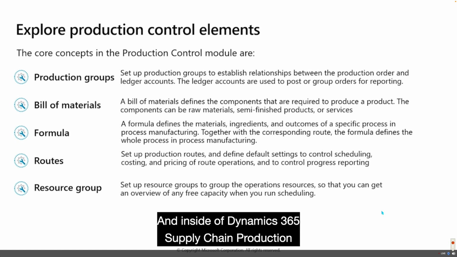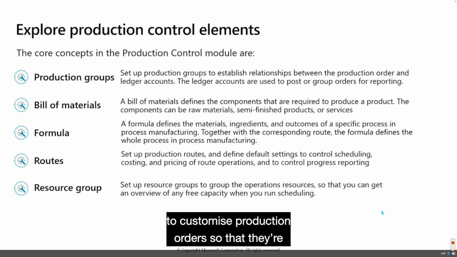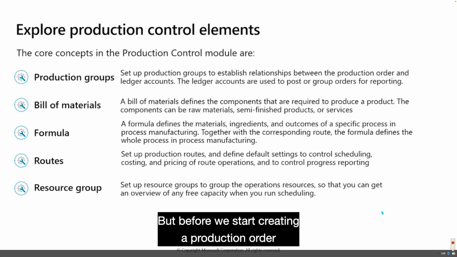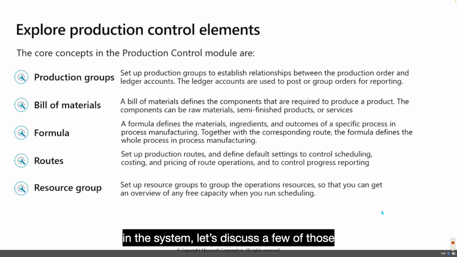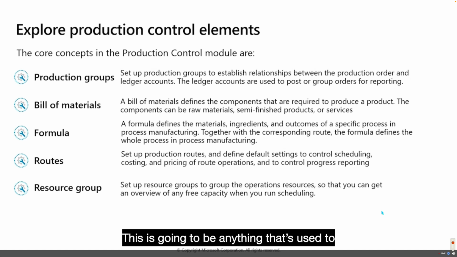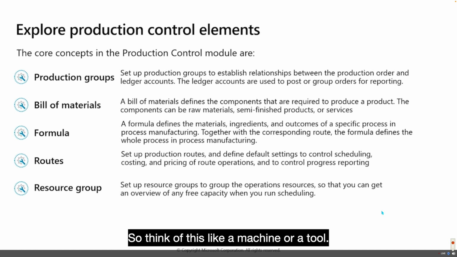And inside of Dynamics 365 Supply Chain Production Control module, it allows your manufacturing facility to customize production orders so that they're streamlined to your specific production requirements. But before we start creating a production order in the system, let's discuss a few of those different elements. The first being resources. This is going to be anything that's used to create, produce, or deliver your goods or services. But this does not include the materials used in the process. So think of this like a machine or a tool.